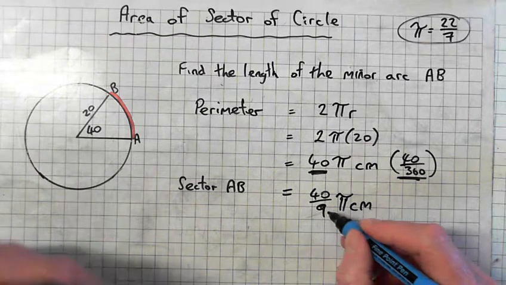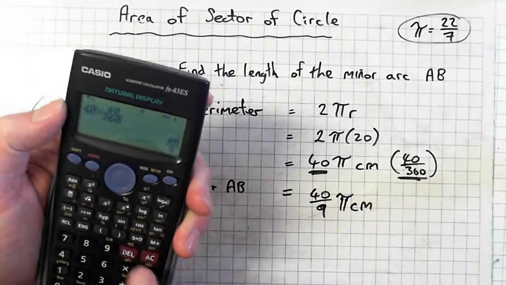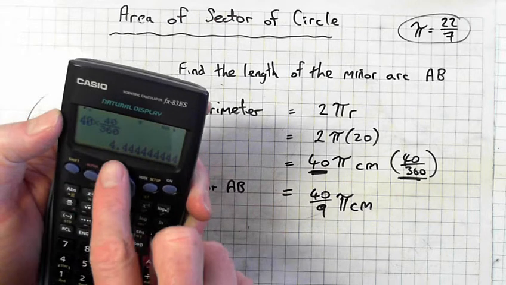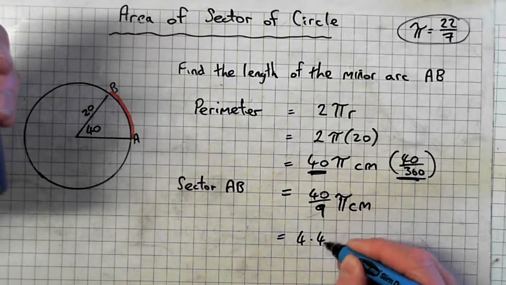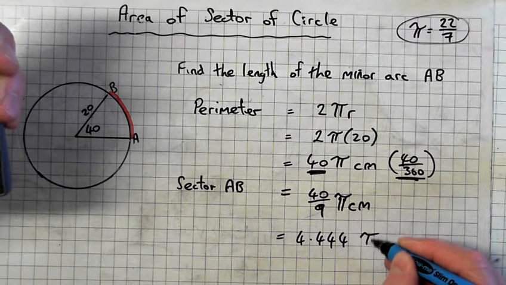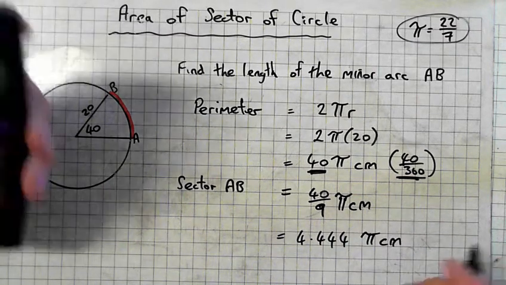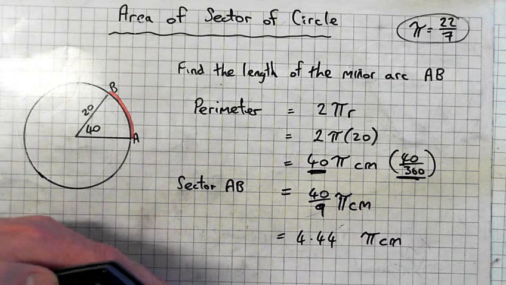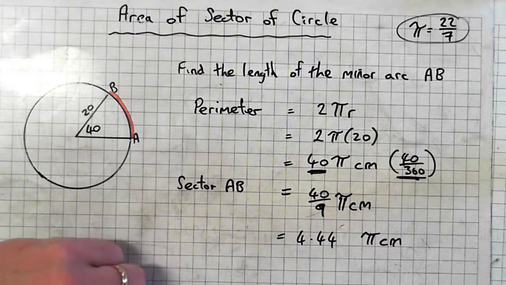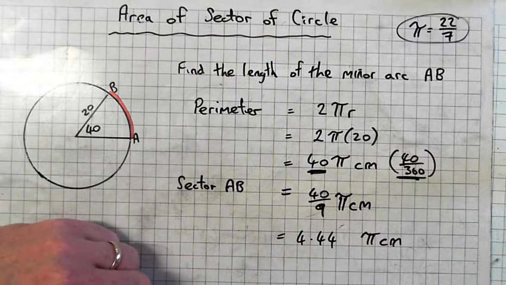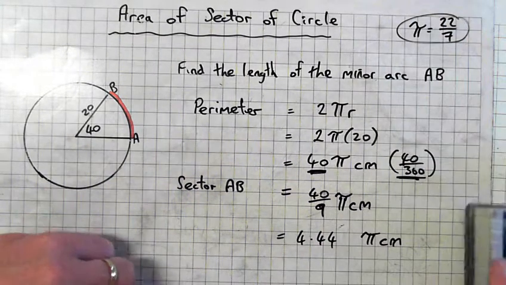Correct to 2 decimal places, you can hit 40 over 9 on the calculator, 4.444. So to 2 decimal places, 4.44 pi centimeters. Okay, all the question 2 are the same. Now we'll have a look at question 3.